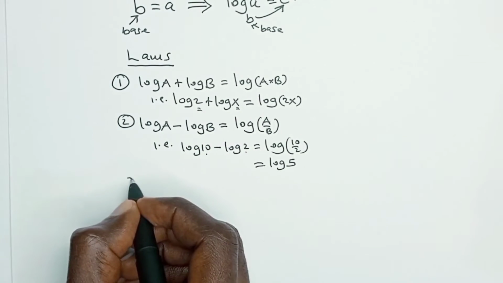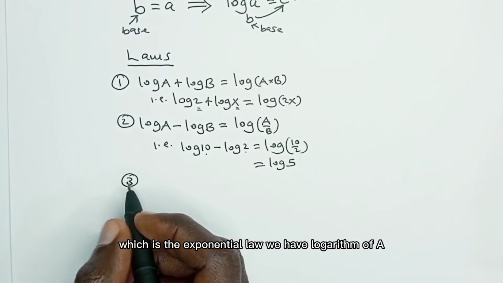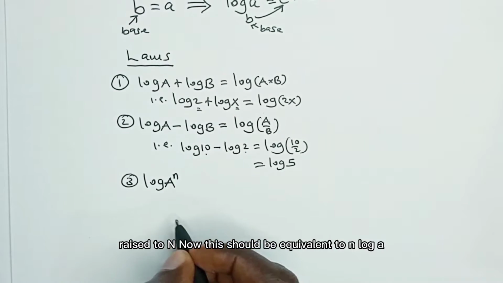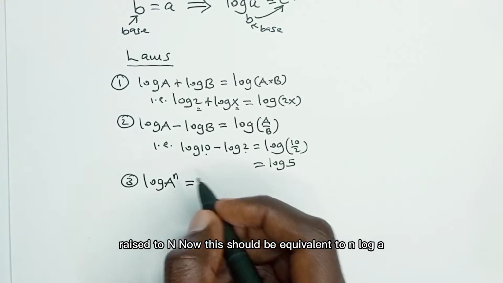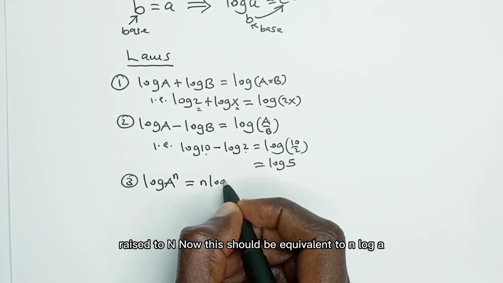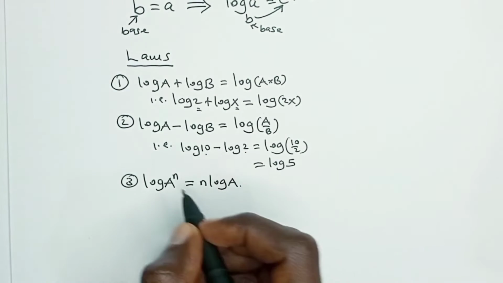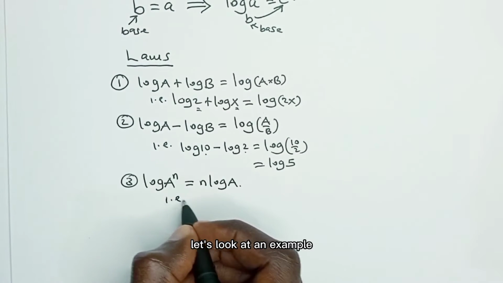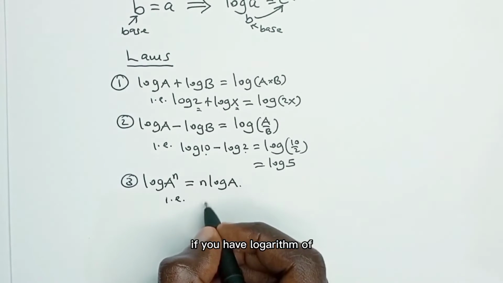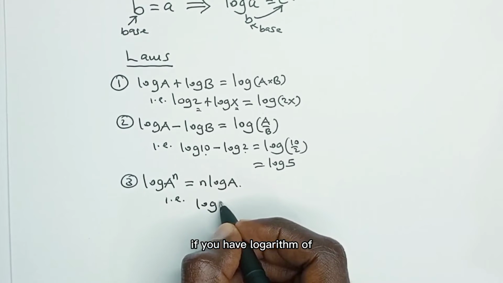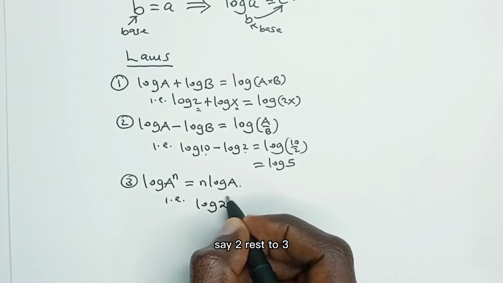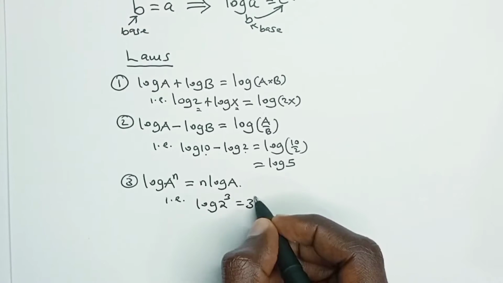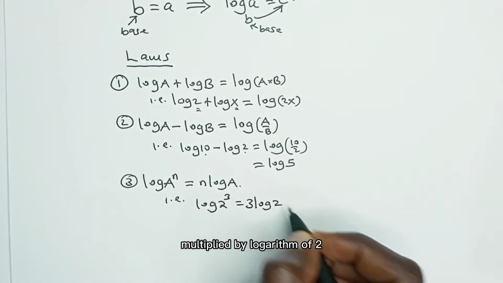The third law, which is the exponent law, we have logarithm of a raised to n. Now this should be equivalent to n log a. Now here the power multiplies log a. Let's look at an example. If you have logarithm of, say, 2 raised to 3, this should be equivalent to the power 3 multiplied by logarithm of 2.